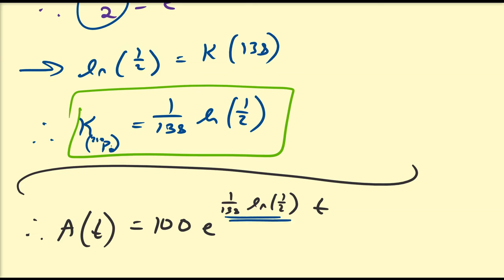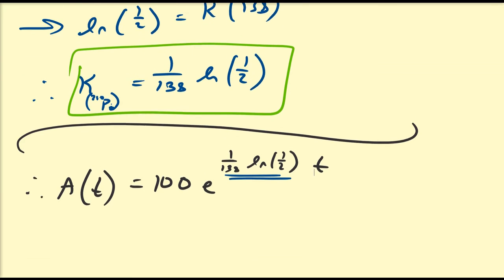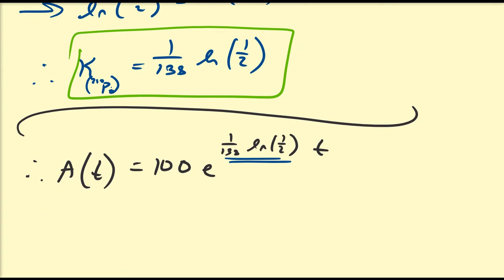So is this number negative? The answer should be yes. Remember, the natural log of 1/2 is a negative number because 1/2 is in between 0 and 1. So after 1 year, how much is going to be left? Remember that this unit t is going to be in days.